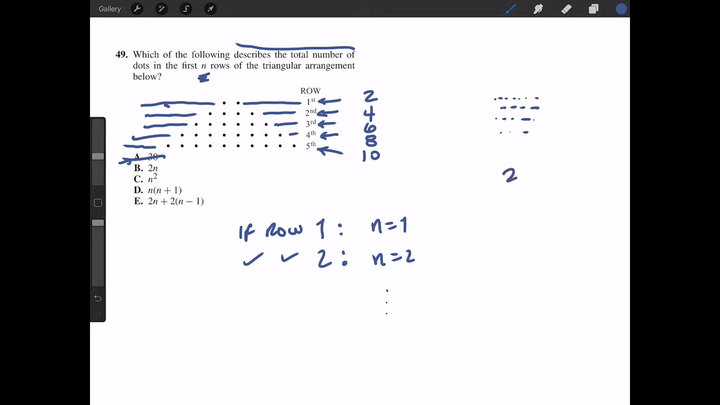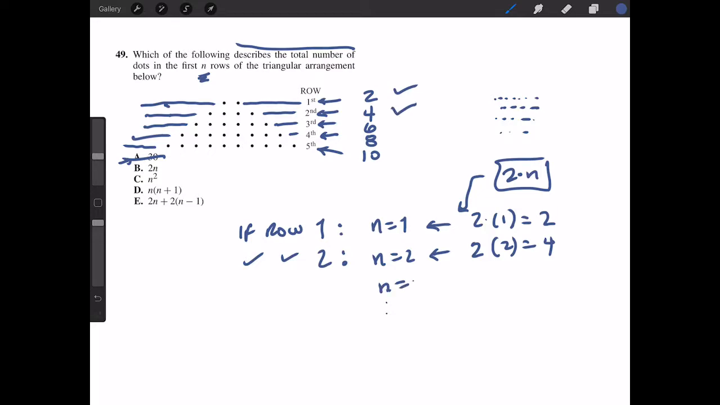For B, 2 times n, well, let's try it out. The first row has, because n is equal to 1, if we were to replace the n in 2n with 1, we get 2 times 1, which is equal to 2 dots. It works out. We can't claim victory, though. We have to keep checking. For the second row, n is equal to 2. Plug it in. 2 times 2. We should have 4 dots. Yes, we do. For n equals 3, we plug in the value of 3 for n. 2 times 3. 6 dots.